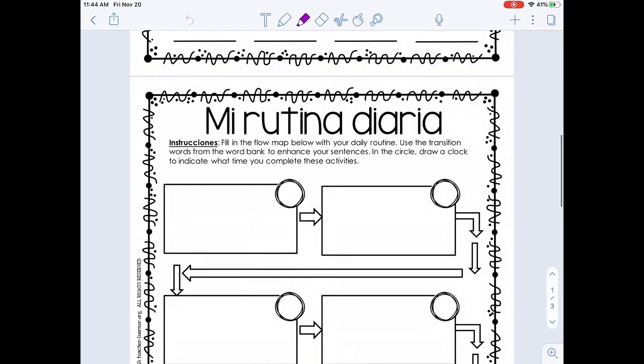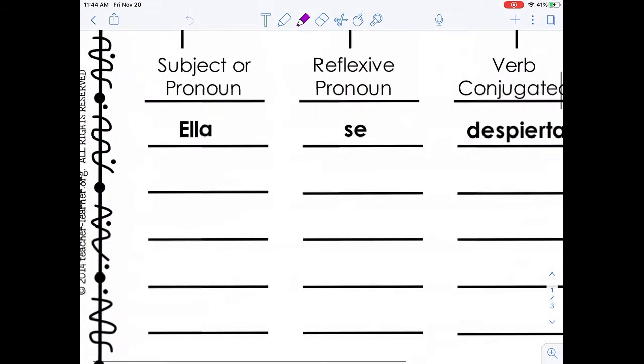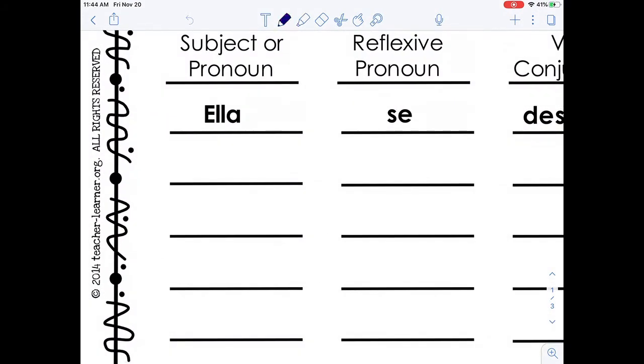talk about our daily routine using reflexive verbs, because a lot of reflexive verbs are used for things that you do normally, like I wake up, I take a shower, I brush my teeth, I brush my own hair, that type of thing. So there's a lot of reflexive verbs that are incorporated when you talk about your daily or morning routine. So we are going to write some sentences using reflexive verbs.